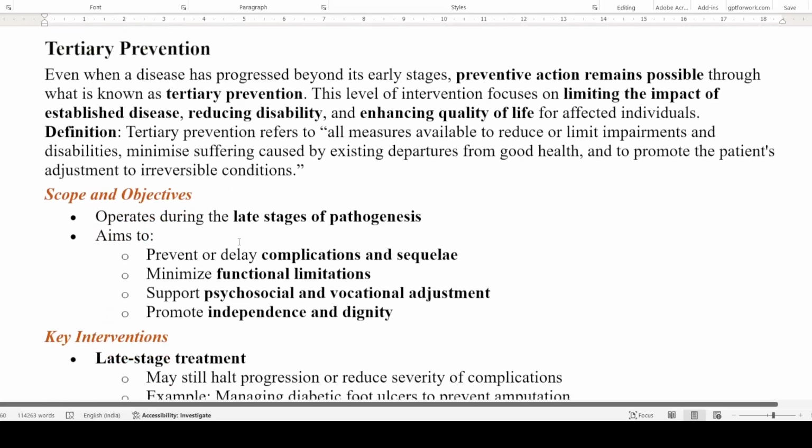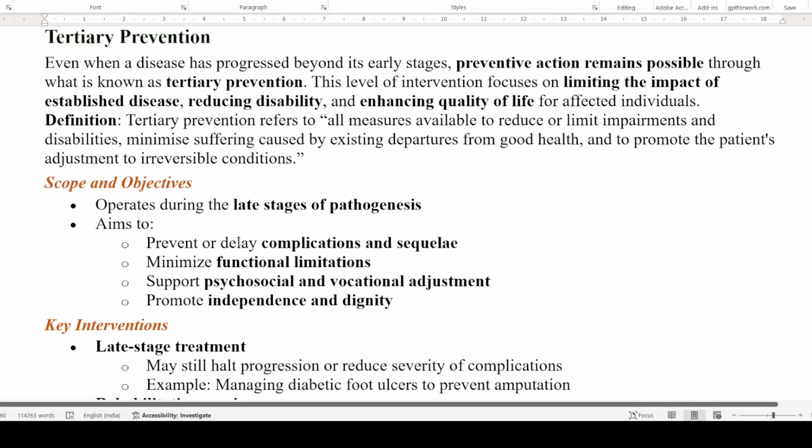Next is tertiary prevention. Tertiary prevention means we are preventing the disease from reaching the disability stage. We are limiting the impact of established disease, reducing disability, and enhancing the quality of life of the affected individual. By definition, it refers to all measures available to reduce impairment and disabilities, minimize the suffering caused by existing departure from good health, and promote the patient's adjustment to irreversible conditions. So, tertiary prevention comes when the disease is in its irreversible condition.